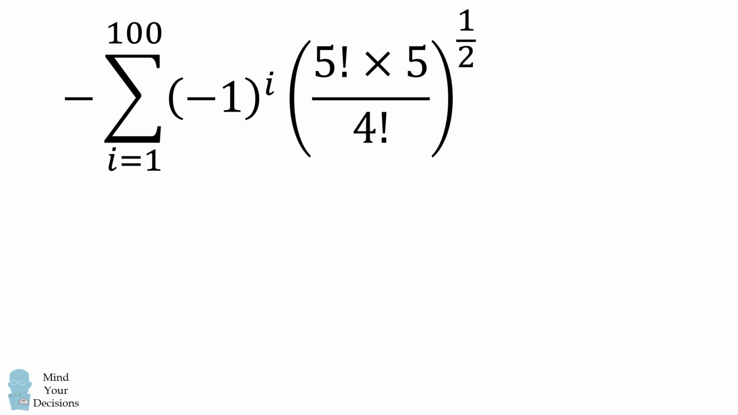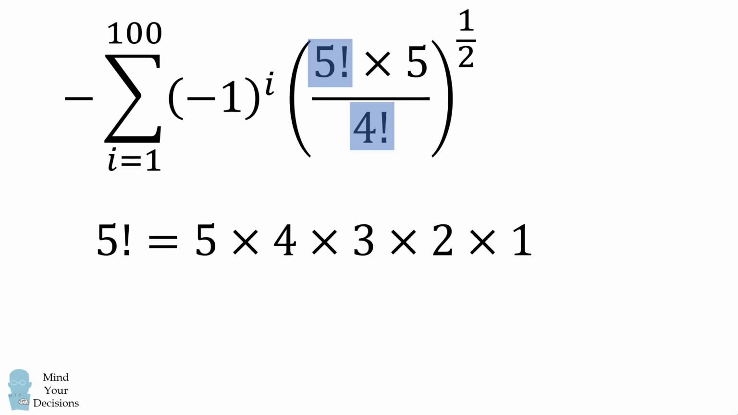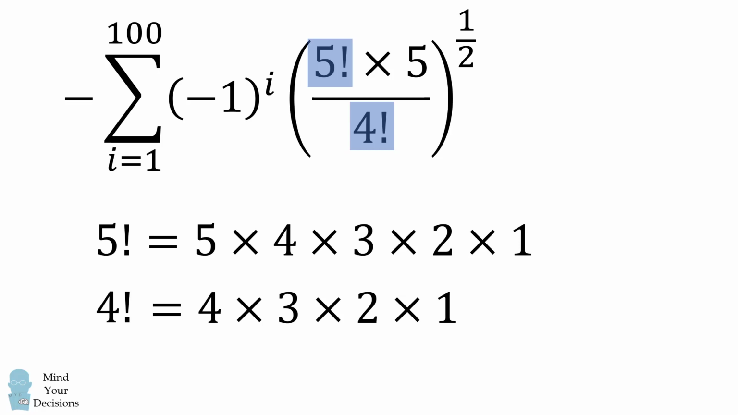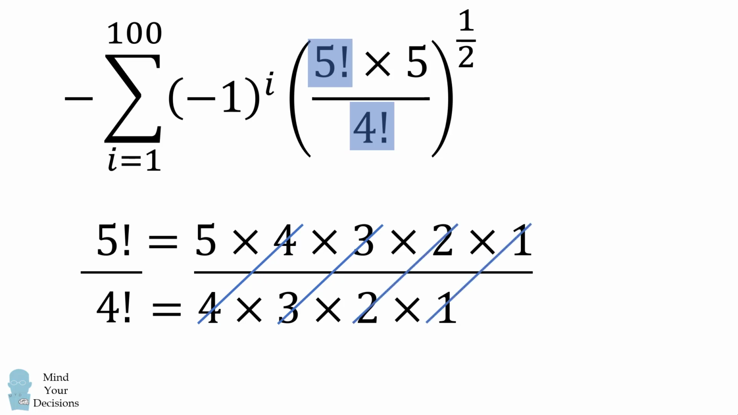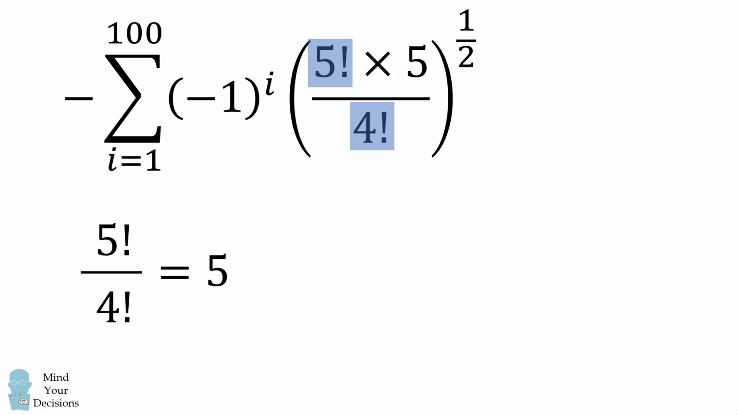So how can we solve this problem? We'll get started by simplifying 5 factorial over 4 factorial. 5 factorial is equal to the product of the whole numbers from 1 to 5, and 4 factorial is equal to the product of the whole numbers from 1 to 4. We can get the division of 5 factorial by 4 factorial by dividing the second equation from the first. Notice we'll eliminate 4, 3, 2, and 1 in the product. We're left with just 5.